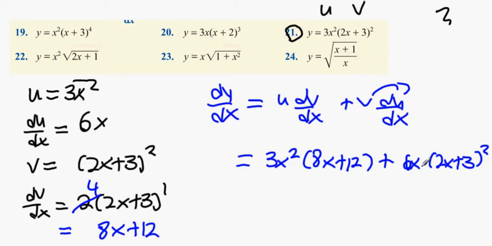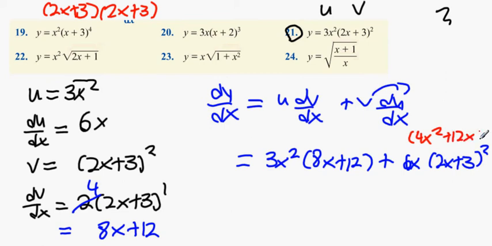Now, what I'm going to do next is multiply (2x plus 3) squared, 2x plus 3 by 2x plus 3. And what that's going to give me is 4x squared, 12x and a 9. And now we're going to multiply that by 6x. Okay? Multiply everything out.